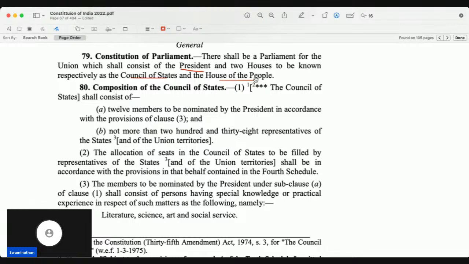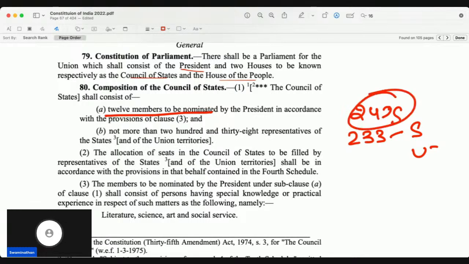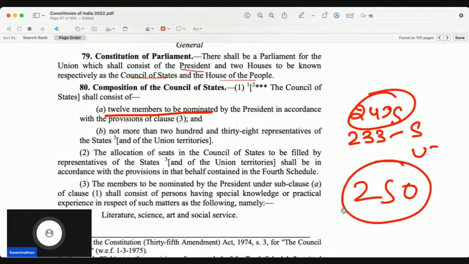How is Council of State constituted? So Council of State has a maximum of 245 members now. Out of that, 12 members are nominated by the president, and the rest 233 members are elected from states and union territories. This is the present, 245, right? The maximum is 250. So out of this 250, 12 will be nominated and 238 will be elected from the states and union territories. As of now, what we have is 245. Out of that, 12 are nominated and 233 are elected from various states and union territories.